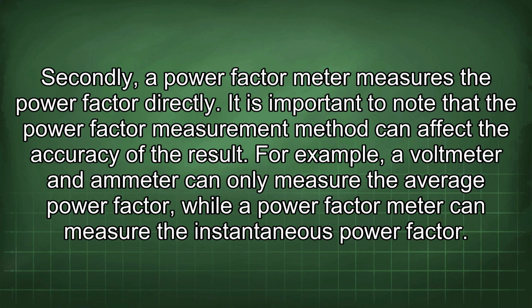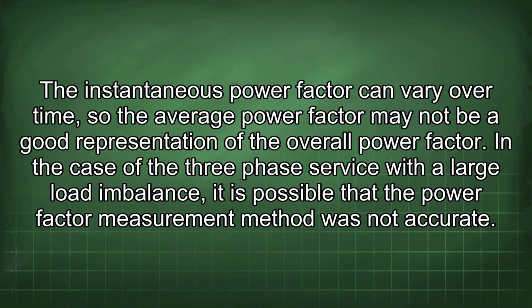It is important to note that the power factor measurement method can affect the accuracy of the result. For example, a voltmeter and ammeter can only measure the average power factor, while a power factor meter can measure the instantaneous power factor. The instantaneous power factor can vary over time, so the average power factor may not be a good representation of the overall power factor.